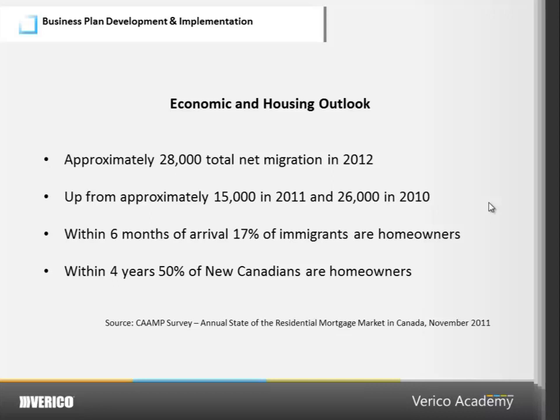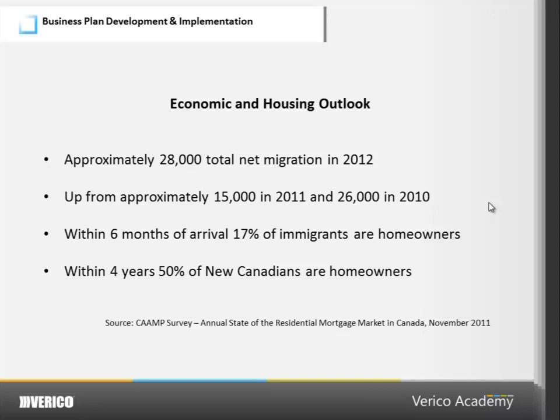Within 6 months of arrival, 17% of immigrants are homeowners, and within 4 years, 50% of the new Canadians are homeowners. This information will help you in developing a strategy relative to new immigrants into the country this year.